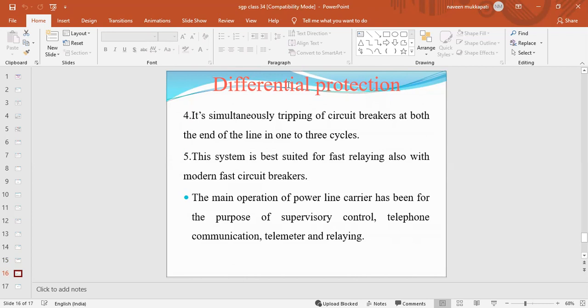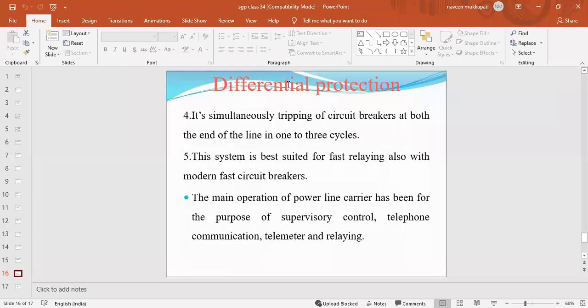The main operation of power line carrier has been for the purpose of supervision, control, telephone communications, telemeters and relaying systems. This type of protection is used in telephone communications, telemeters, relaying and supervisory control systems.